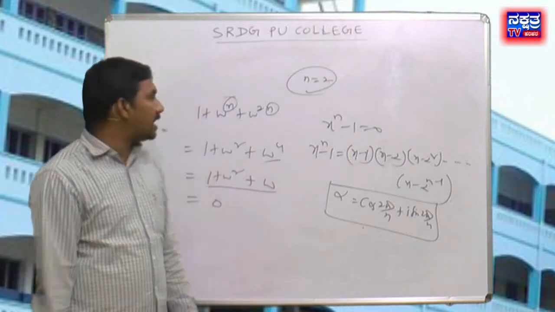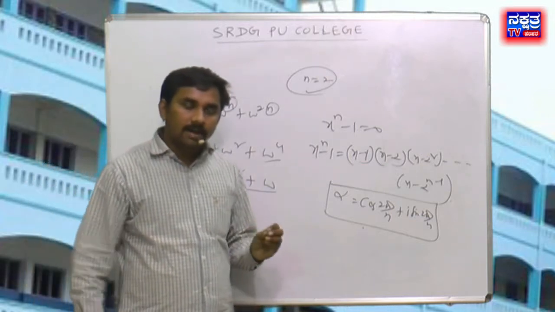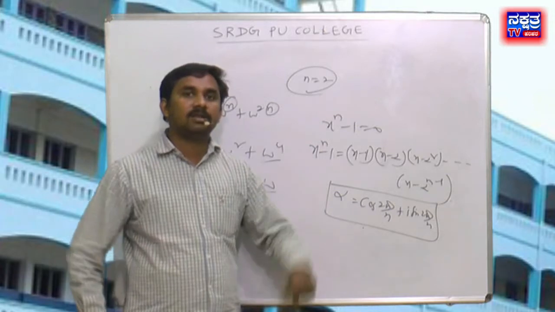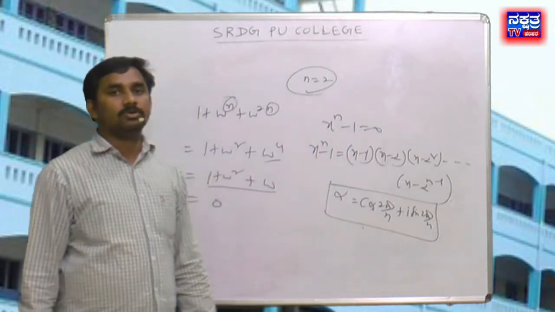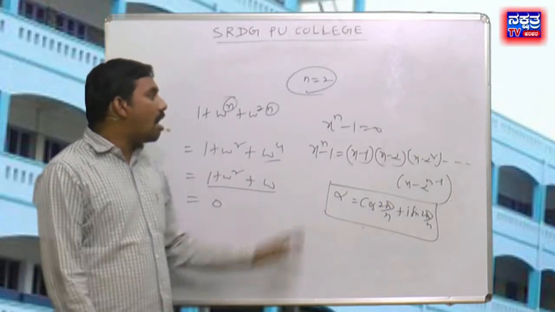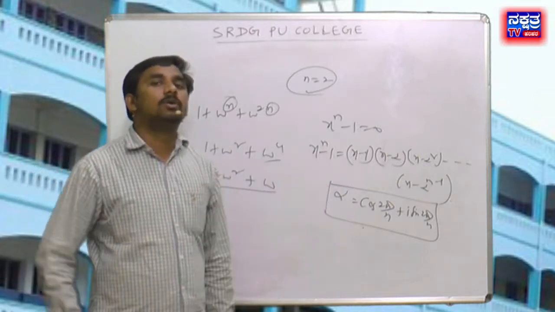That equation is x power n minus 1 equal to 0. Cube roots of unity: x cube minus 1 equal to 0. Fourth roots of unity: x power 4 minus 1 equal to 0. And nth roots of unity: x power n minus 1 equal to 0. We have to study very well the questions based on this. So it is very, very important.